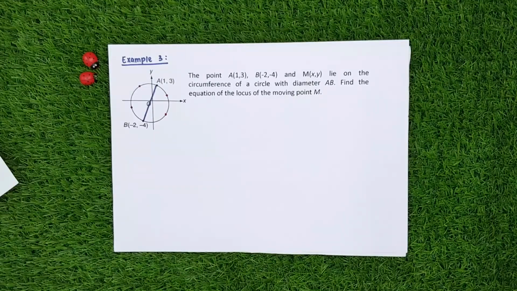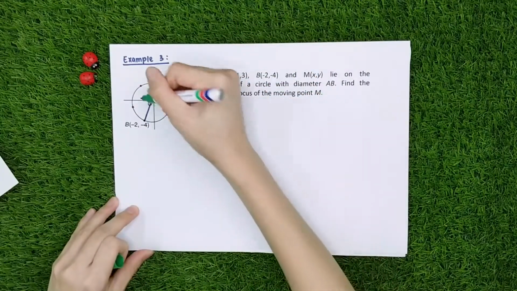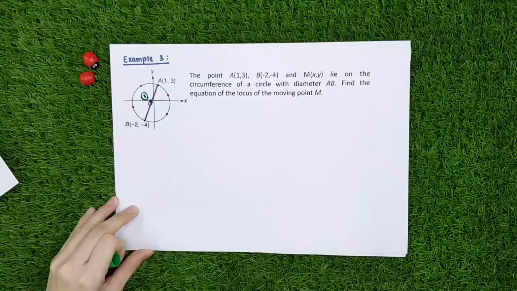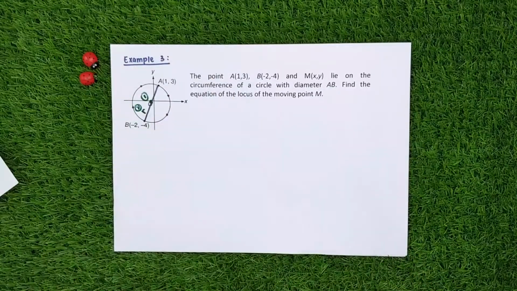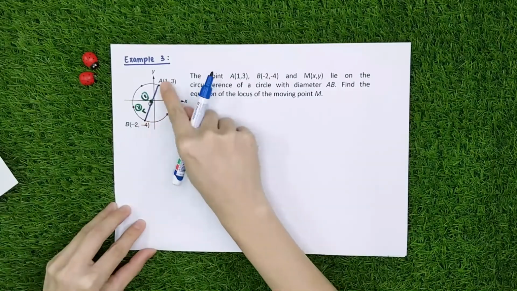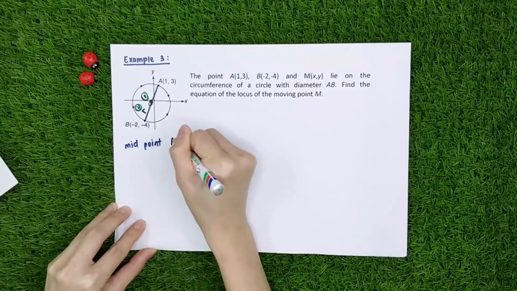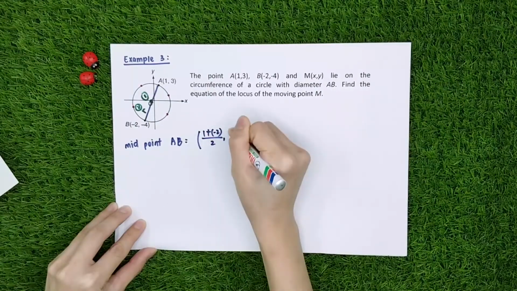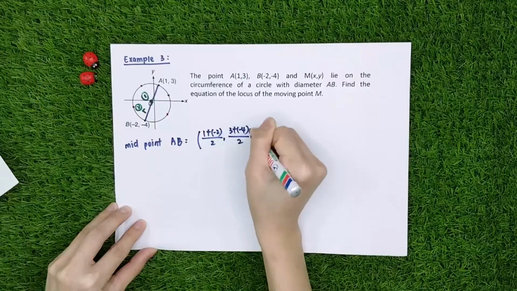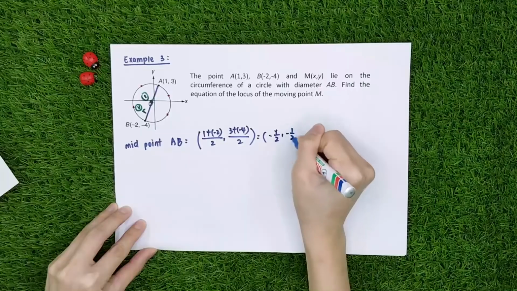To find the equation of the locus, we have to know two things. The first thing is the center of the circle. The second thing is the radius. We have to find these before we can find the equation of the locus. So now I will find the midpoint of AB. The midpoint of AB is equal to (1 plus negative 2 over 2, 3 plus negative 4 over 2). So I can find my midpoint is (negative 1 over 2, negative 1 over 2).